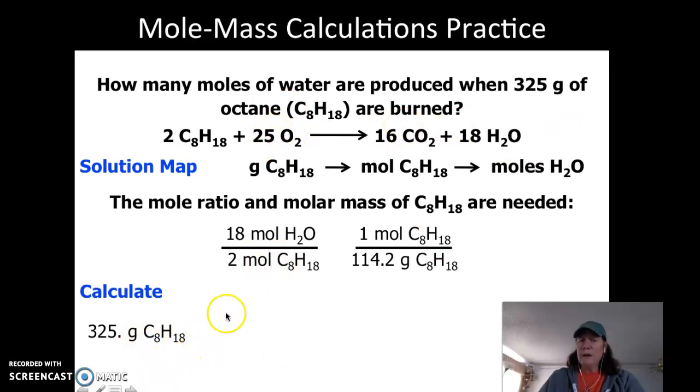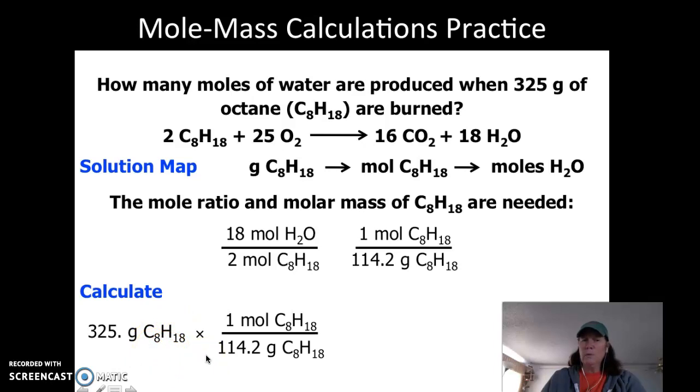Put grams on the bottom and 1 mole on top. So you'll have to find the formula mass of C8H18. 12 times 8 plus 18 would be 114. And again, you can use 114.2 if you want, or 114. Doesn't matter. So all I've done here, like we did before, is put grams on the bottom and 1 mole on top. This is what 1 mole is, 8 carbon and 18 hydrogen added together.